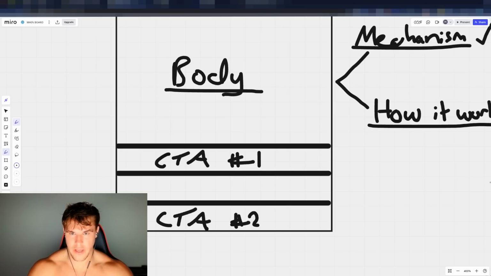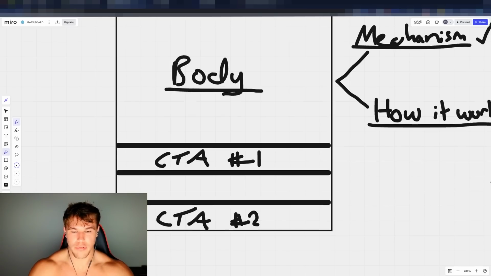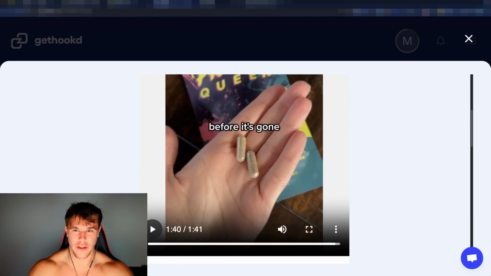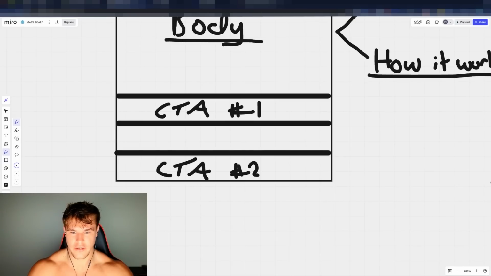Now, after CTA 1 is a super crucial ingredient that most people just completely neglect. And to be fair to Primal Queen, they actually did do it here, but they didn't do it as well as you probably can. But there's different ways to do it. This next section is basically going to be your social proof. This could be as simple as saying, join the 100,000 women that have already reclaimed their health, or it could be actual video testimonials.